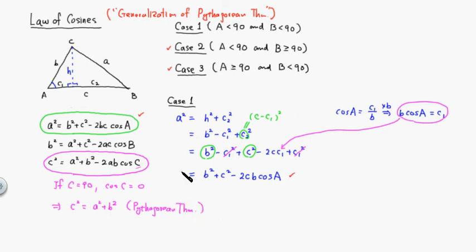So the Pythagorean theorem is basically a special case of the law of cosines. That's that. I hope that this was clear.